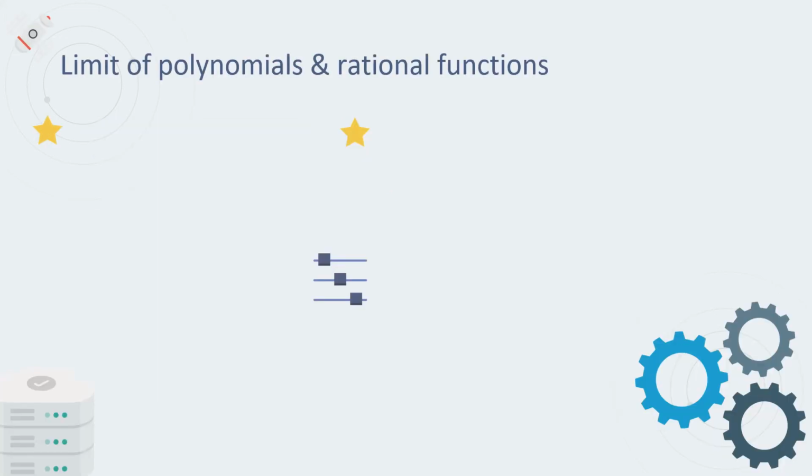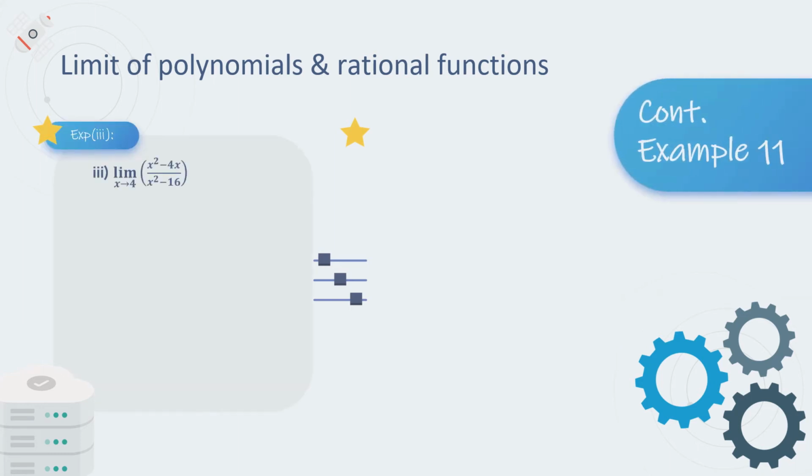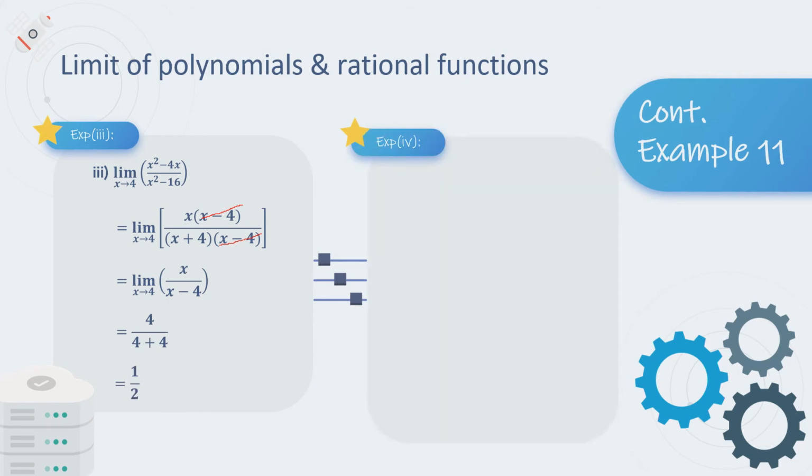Continue with limits of polynomials and rational functions. Given the function. First, expand the numerator and denominator into an algebraic expression. Next, cancel the same terms in the numerator and denominator. Substitute the approaching value of 4 into the function and the answer is 1 over 2. Let's go to the next example.